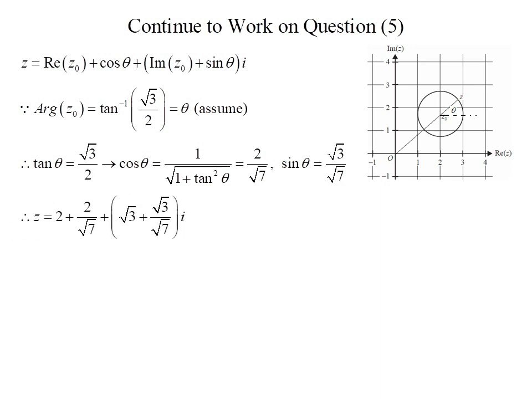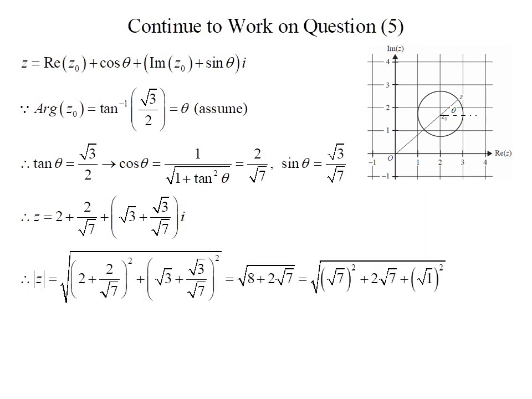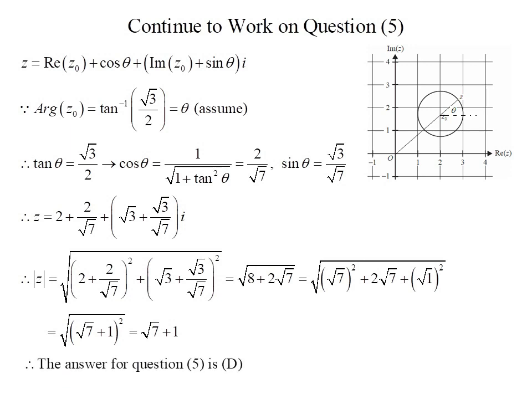Hence, the complex number z equals 2 plus 2 over square root 7 plus open brackets square root 3 plus square root 3 over square root 7 close brackets i. Hence, its maximum modulus value equals the square root of the sum of the square of its real component plus the square of its imaginary component, which is finally simplified to square root 7 plus 1. So, the answer for question 5 is D.